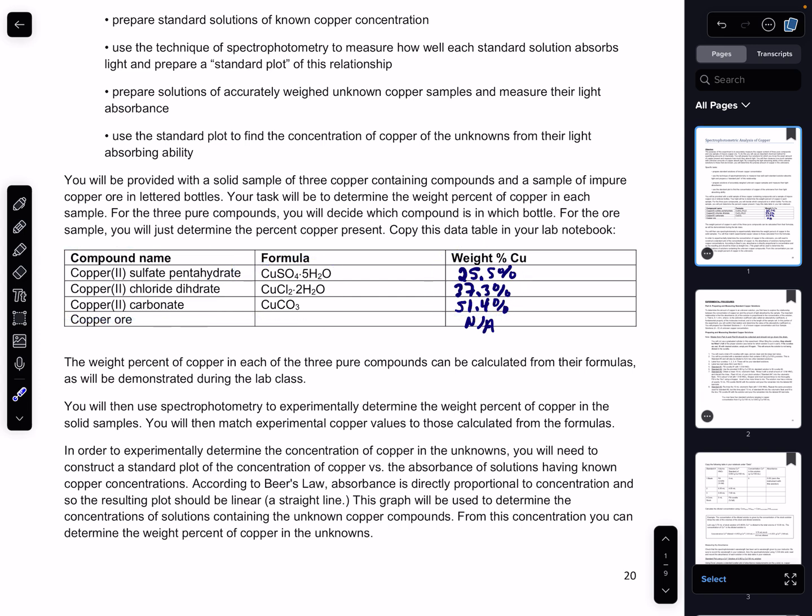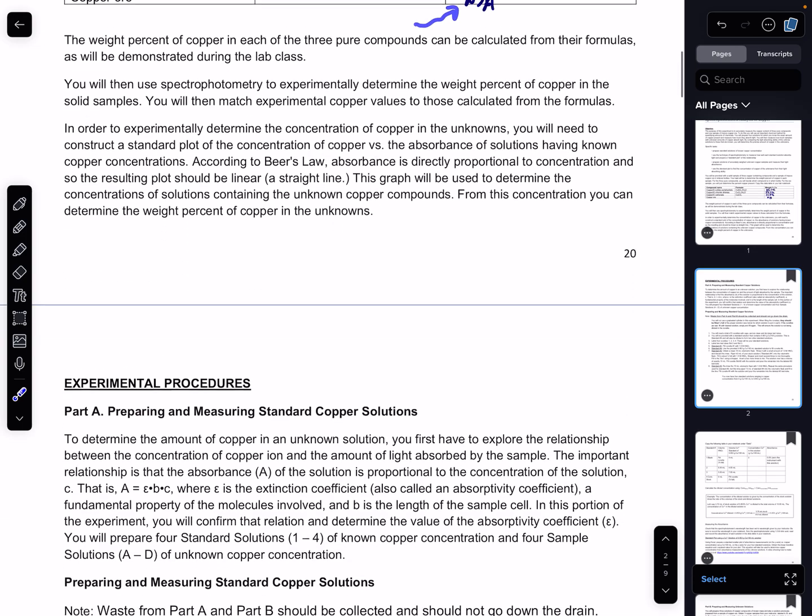And there's also a sample of copper ore for which you can't actually calculate a weight percent because it's not a pure substance. And so the goal is to determine the percent of copper in three unknowns and figure out which one of these three compounds they are, and also just determine the amount of copper in the copper ore.